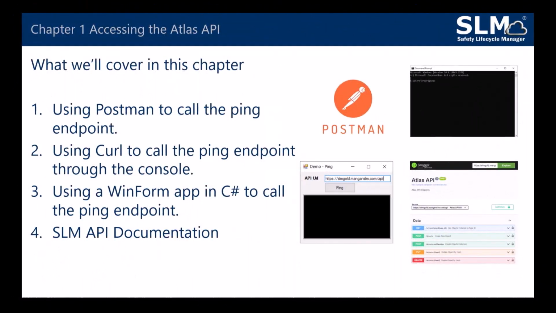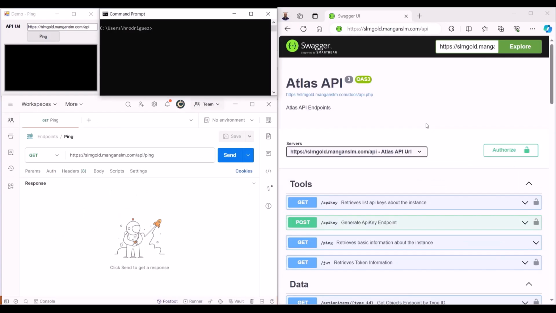In Chapter 1, we'll be covering using Postman to call the ping endpoint, using curl to call the ping endpoint through the console, using a WinForm app in C# to call the ping endpoint, and SLM-API documentation. You can use various applications and languages to access the Atlas API server. Let's go over some of them.